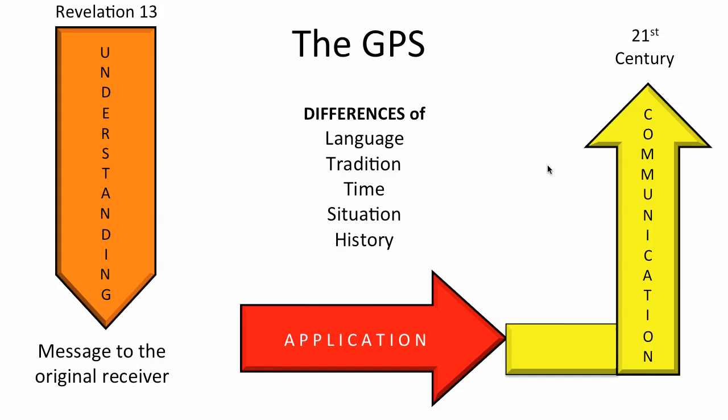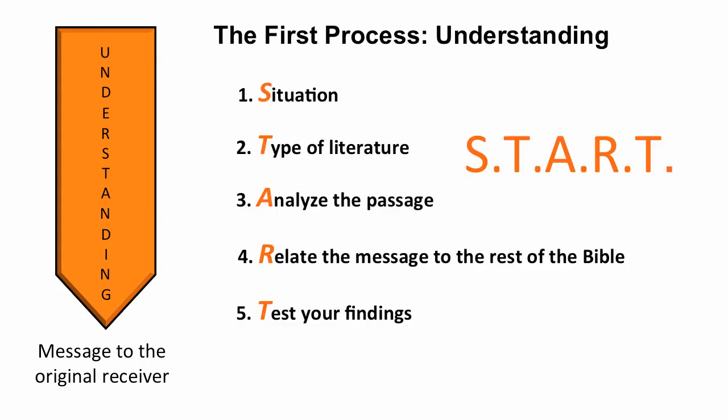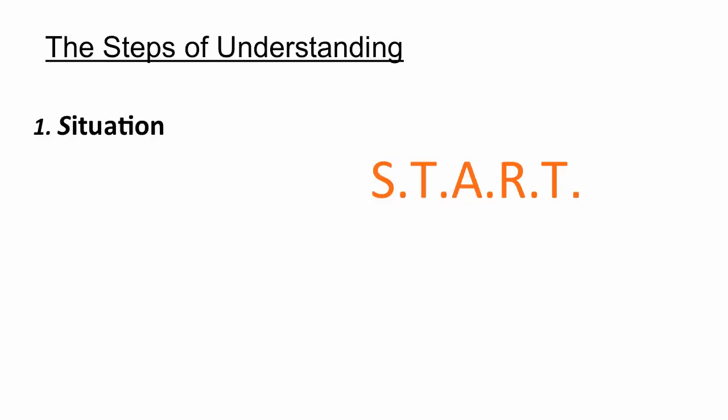So we use three major steps. The first one is understanding, the second one is application, and then our third step is communication. So let's start with understanding. In this process, as you know, we use the acronym START to take us through this very important step of understanding. This step takes us to the message, to the original receiver. How did the people in those days understand that message? So the S is situation, so let us start with the S.